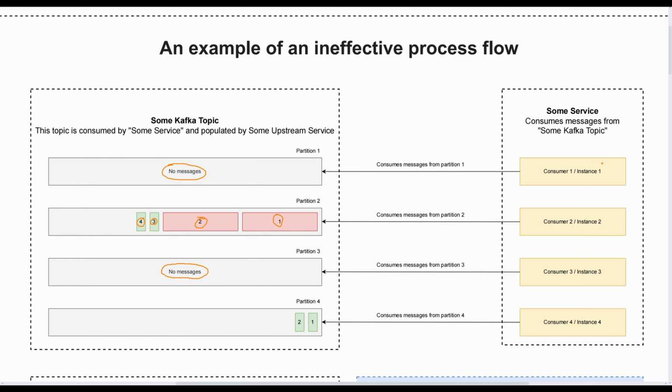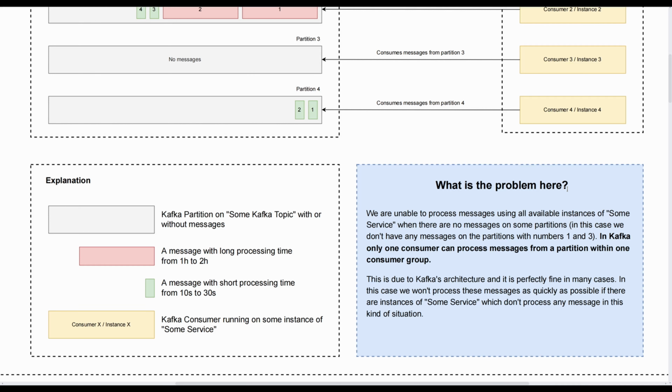So what is the problem here? We can see that we are unable to process messages using all available instances of some service when there are no messages on some partitions. In this case, we don't have any messages on the partitions with numbers 1 and 3.